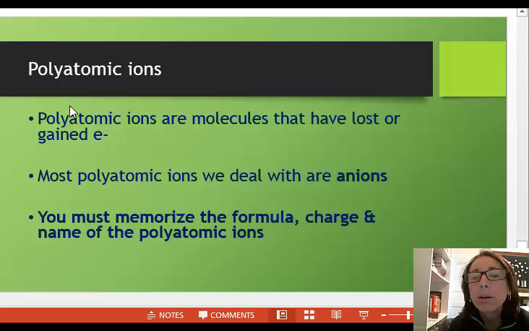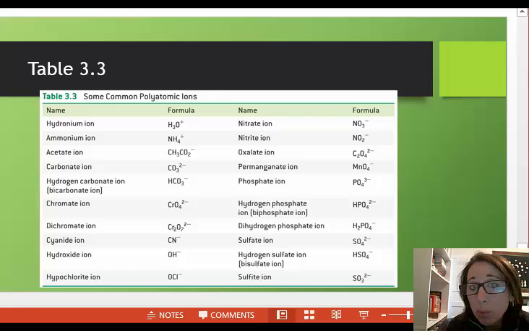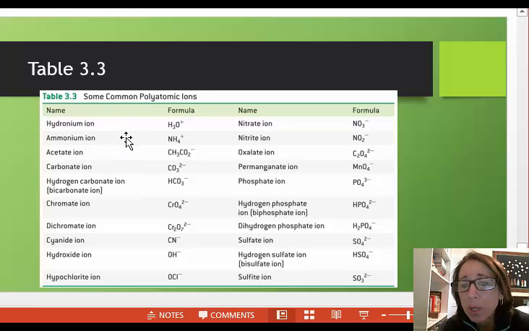Polyatomic ions are part of the vocabulary of chemistry, and you must memorize the formula, charge, and name of the polyatomic ions listed in your textbook. These polyatomic ions are found in table 3.3. The only two polyatomic cations are listed at the beginning, hydronium and ammonium. You do not need to include the word ion in the name of a polyatomic ion. You will have a memorization quiz on these ions.